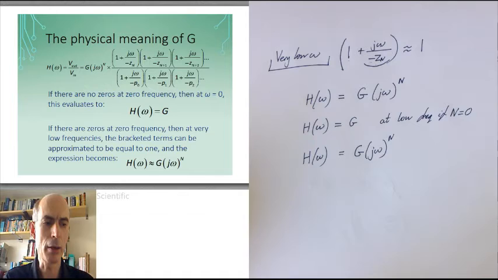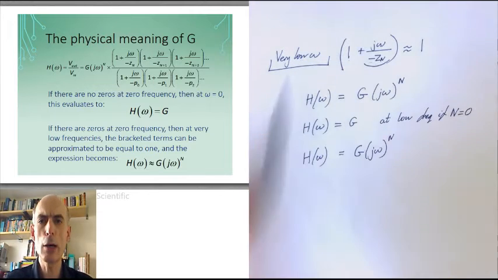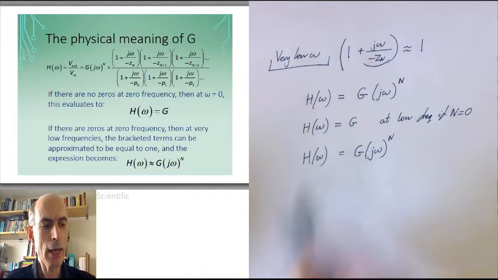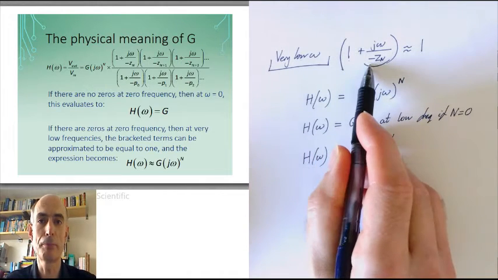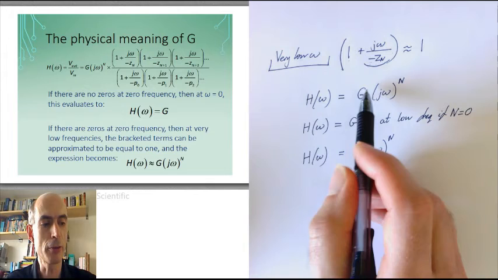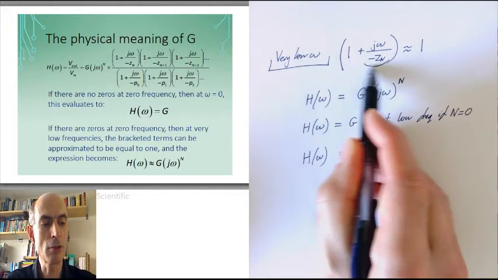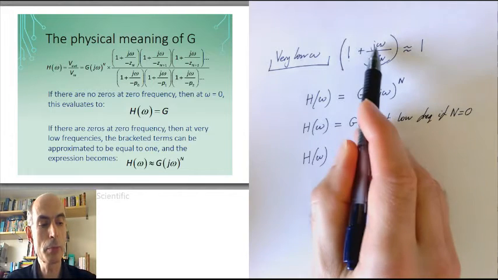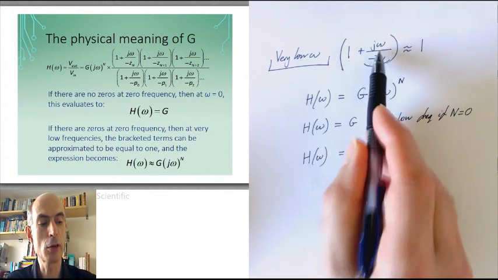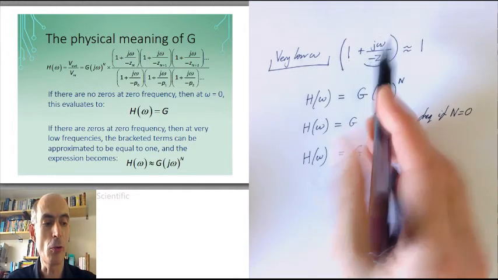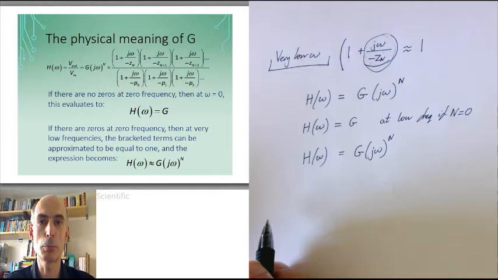Now, what do we mean by very low frequencies? How low does the frequency have to be for this to be accurate? Well, it has to allow us to make this assumption, that for all of the terms on the numerator and the denominator of our full frequency response expression, we have to be able to approximate these brackets to be equal to 1. And that means we have to be able to approximate j omega over minus all of the zeros and all of the poles to be 0. All of these terms have to be negligible.